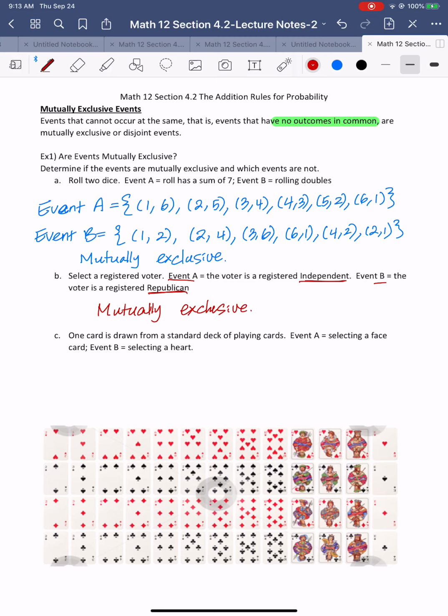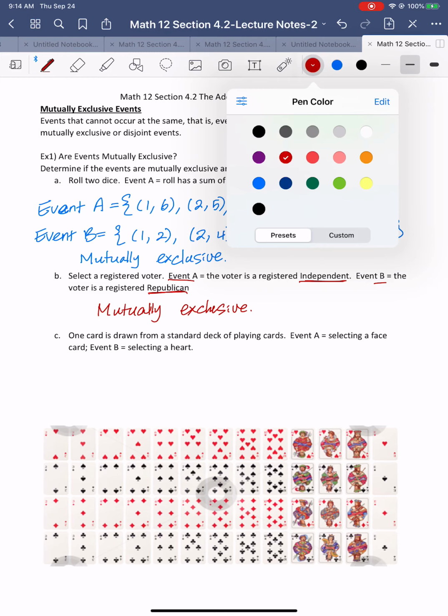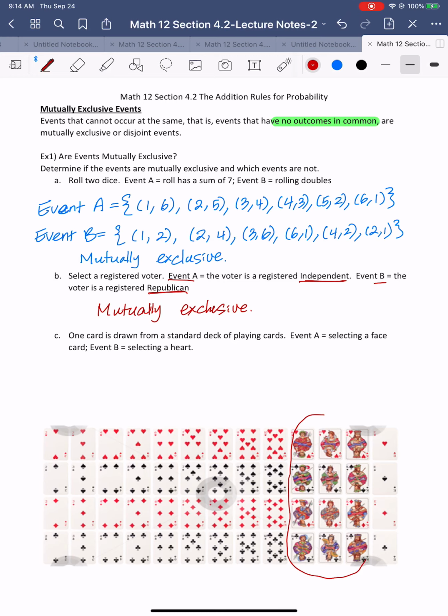And C: one card is drawn from a standard deck of playing cards. Event A is selecting a face card, and event B is selecting a heart. I have a deck of cards here. These are the face cards, which are the jacks, queens, and kings. And these are the cards that are hearts.